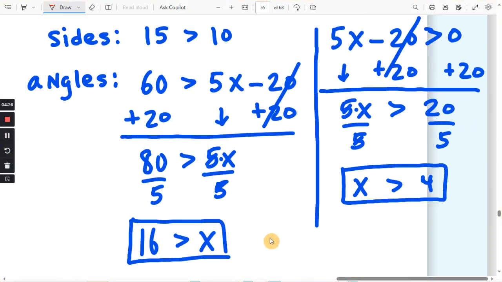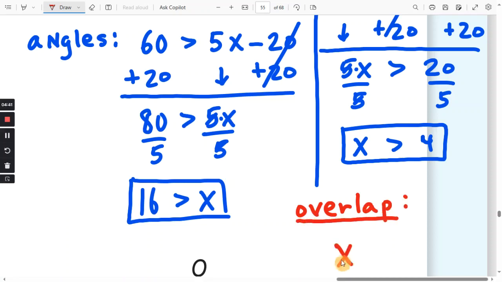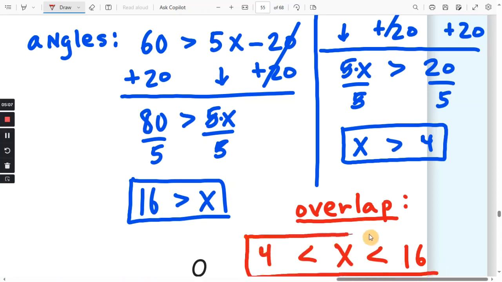Now what you want to do is write the overlap. Basically, you want to write them both at the same time. So you put x in the middle. And remember, on a number line, the larger numbers go to the right. So out of 16 and 4, the 16 is on the right, and the 4 is on the left. Okay, x is less than 16, and x is greater than 4. So that right there is your final answer for x.